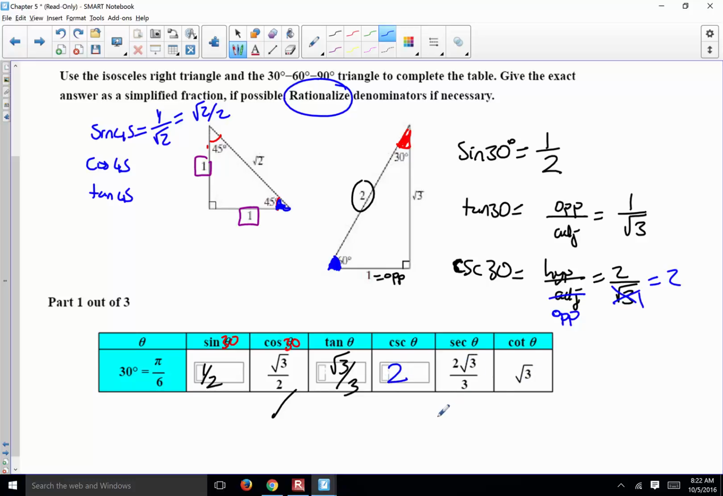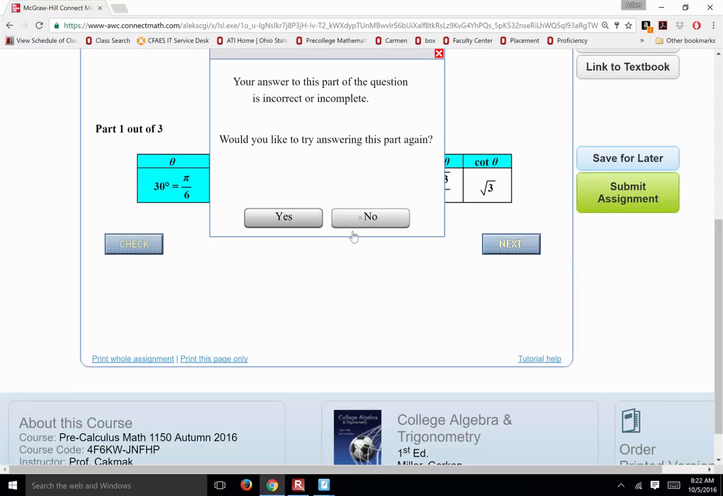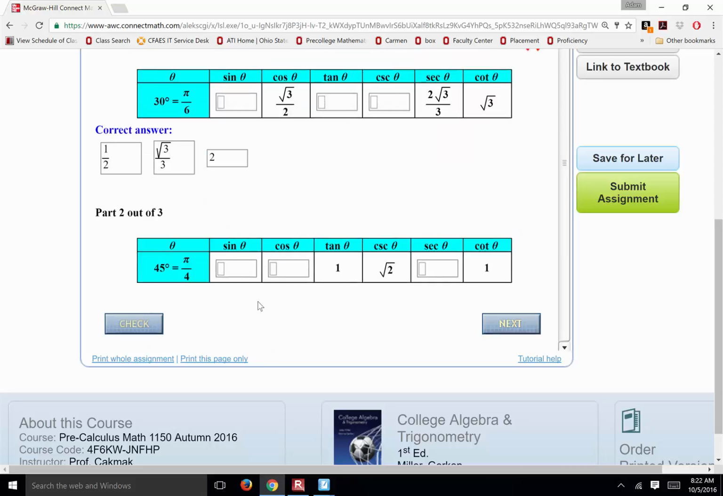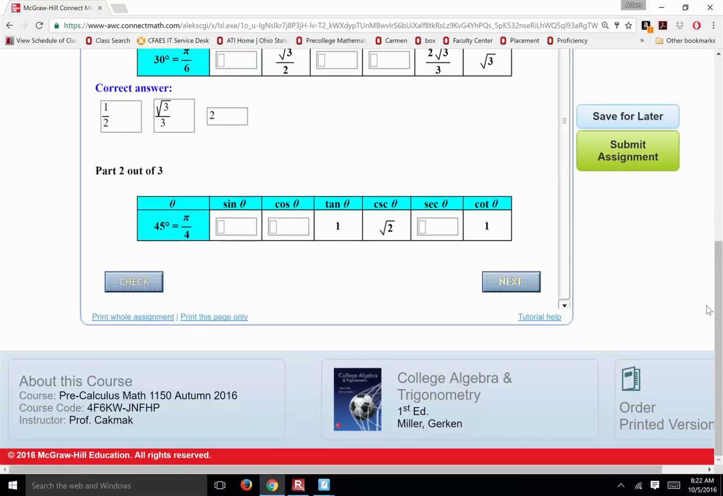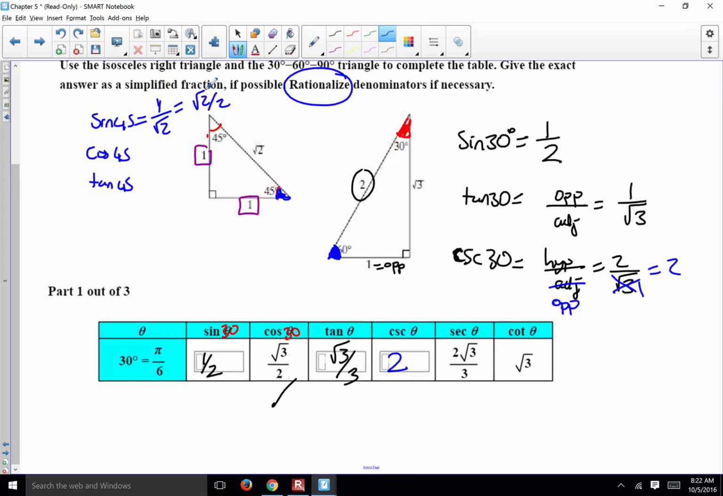Okay? That was part 1. What did they want in part 2? Okay, let's double check. 1 over 2, root 3 over 2, and 2. Yes, we got them right. In part 2, we are constructing a table for 45. Okay, and I already built the first one. Sine is root 2 over 2. What is cosine 45? You can pick anything. Just pick this one. Cosine is adjacent over hypotenuse. It is root 2 over 2 as well.